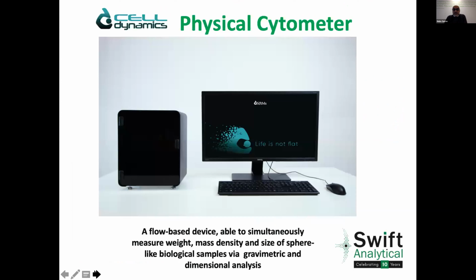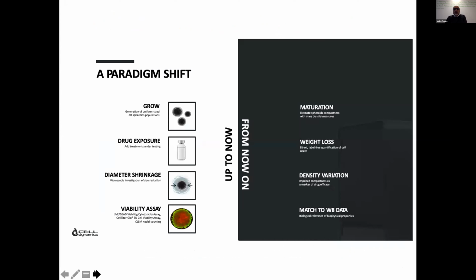So the next product that I wanted to quickly introduce you to was the Cell Dynamics weight system. Basically, this is a device which is flow-based, and it allows us to simultaneously measure the weight, mass density, and size of sphere-like biological samples using gravimetric and dimensional analysis. So now what we're able to do is to have a paradigm shift from what we've been doing now to what we're able to do with this technology.